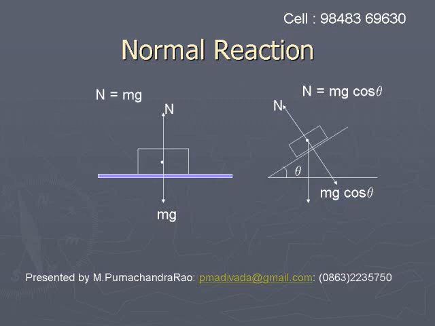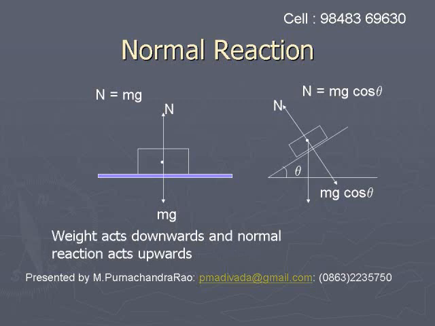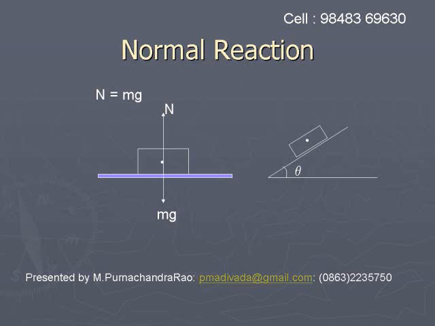If mg is the weight which is applied on the lower surface, then the lower surface applies an equal force in the upward direction on the upper surface. That is normal reaction. So normal reaction N is equal to mg, weight of the block, in magnitude. Weight acts downwards, normal reaction acts upwards.